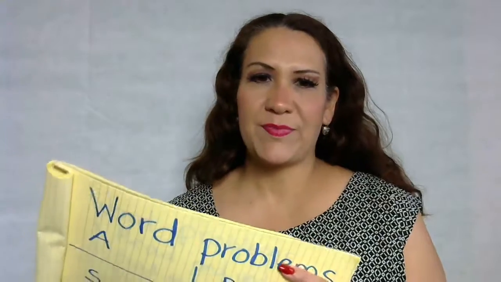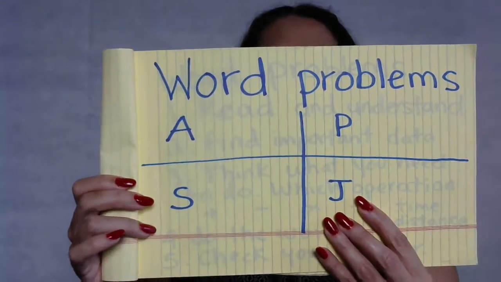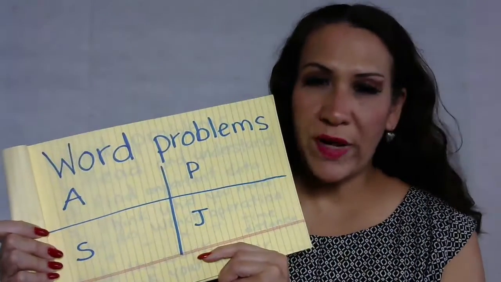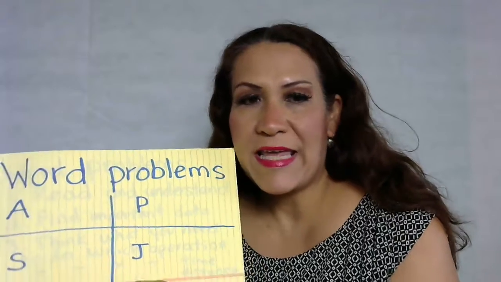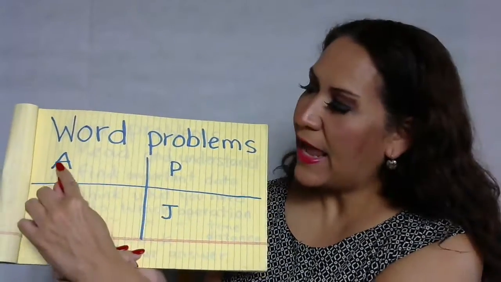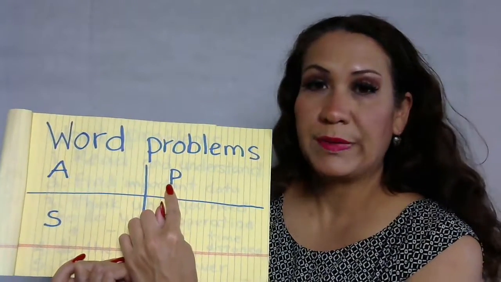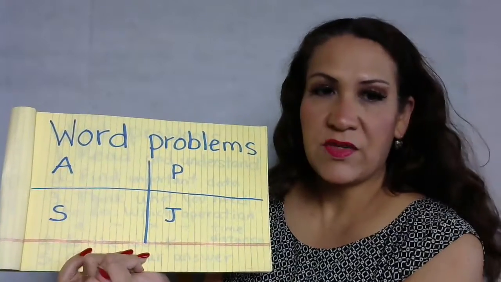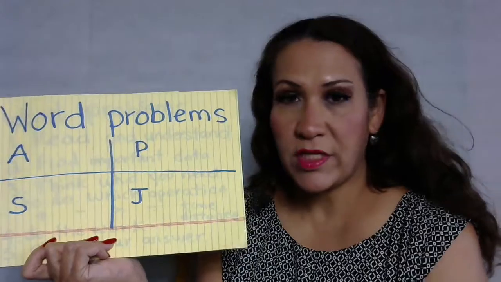I am your math teacher, and I'm going to show you how to do word problems. Okay? So, do you remember these word problems? This is one way to do your word problems. One way is the APSJ. A is for analysis, P is for planning, S is for solve the problem, and J is for justify your answer.